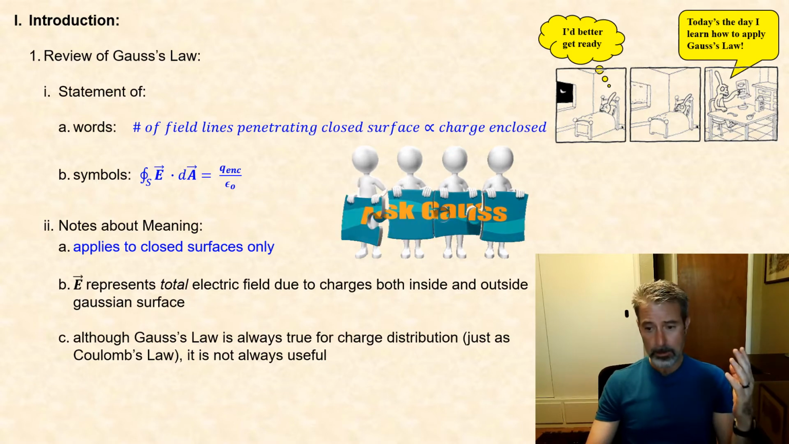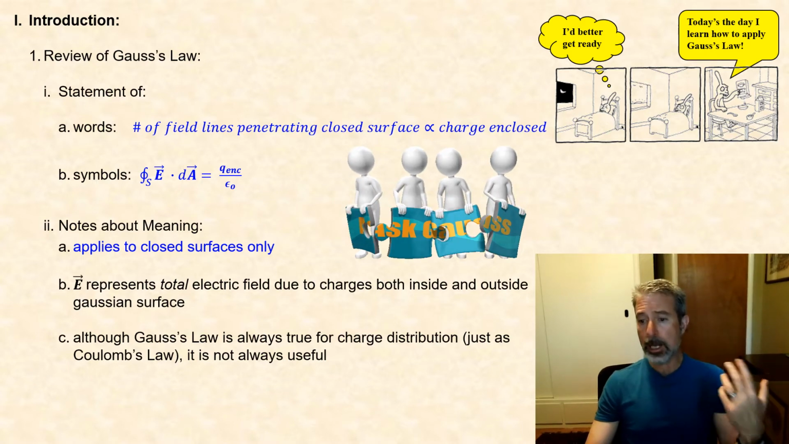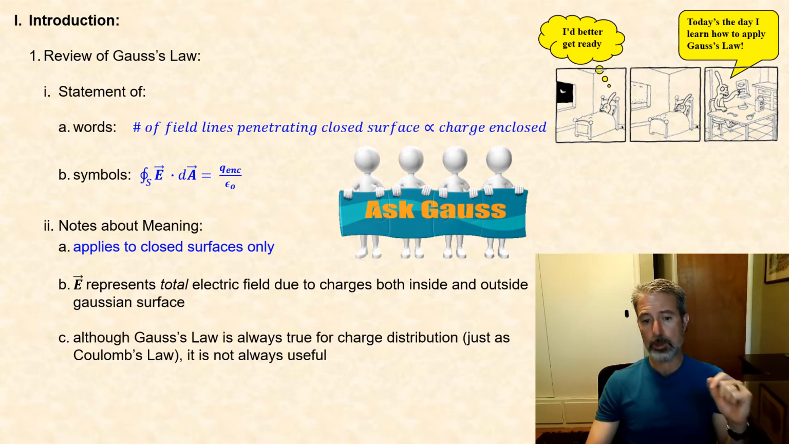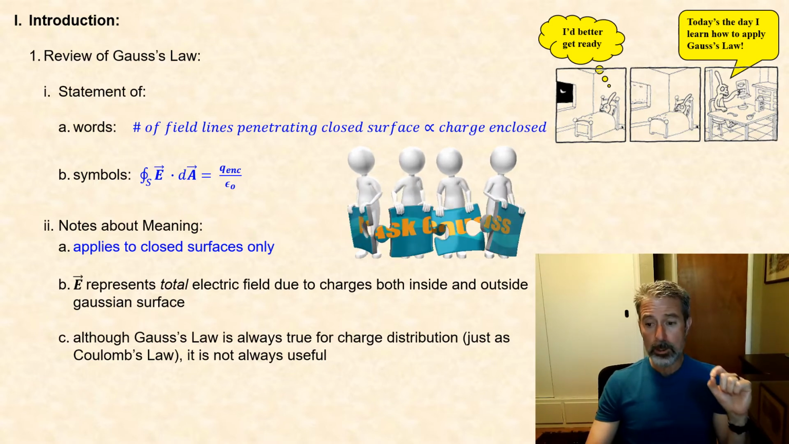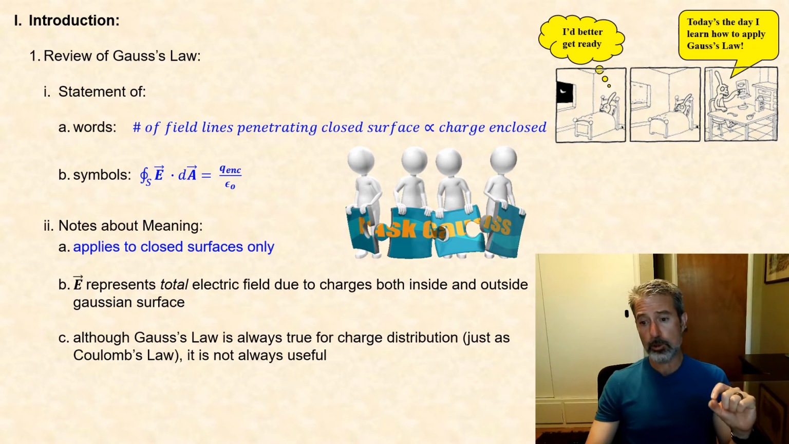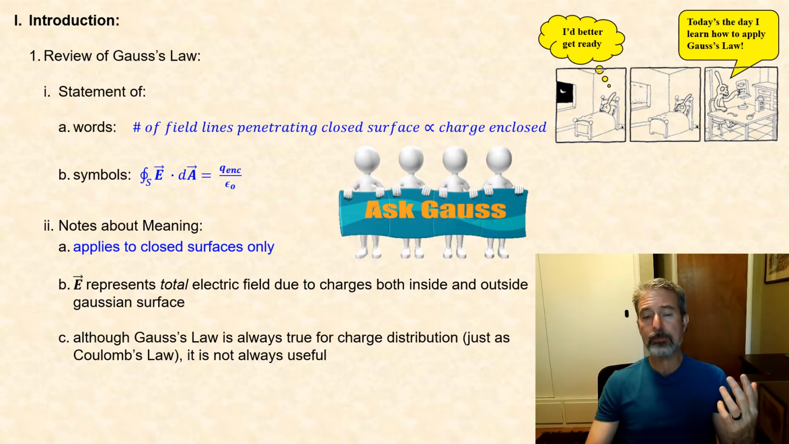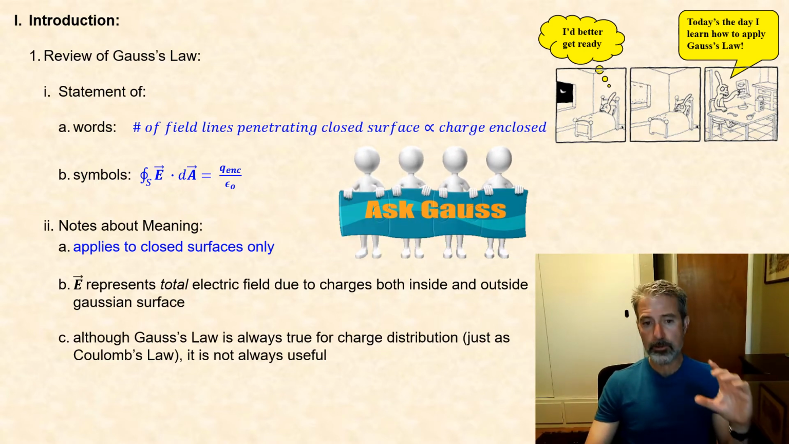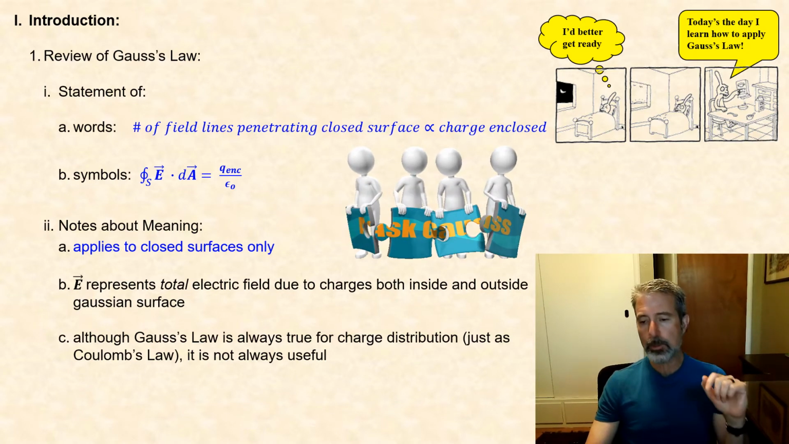In previous weeks, we talked about how to evaluate electric fields by using Coulomb's law. While it is always true, it is not always useful. As we will see, Gauss's law is only going to be useful when you have sufficient symmetry to your charge distribution, because only then are you going to be able to evaluate that surface integral. And this will become very clear in our discussion today.